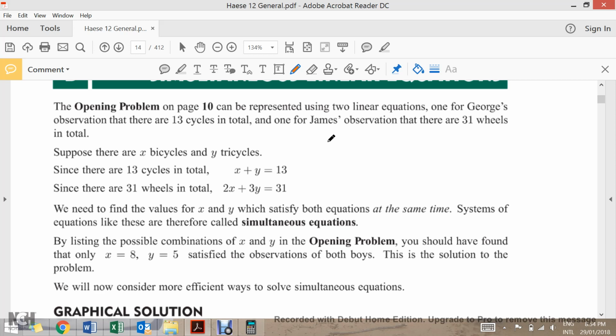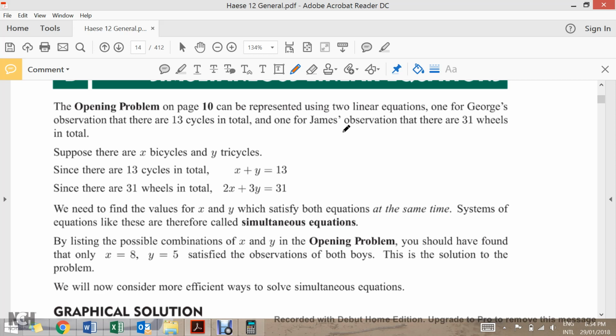So if I said x was 1 and y was 12, and I plug that in here, I get two lots of 1, which is 2, plus 3 lots of 12, which is 36. 36 plus the 2 is 38. That does not equal 31. So you can see 1 and 12 does not simultaneously satisfy both the x plus y equals 13 equation and the 2x plus 3y equals 31 equation.